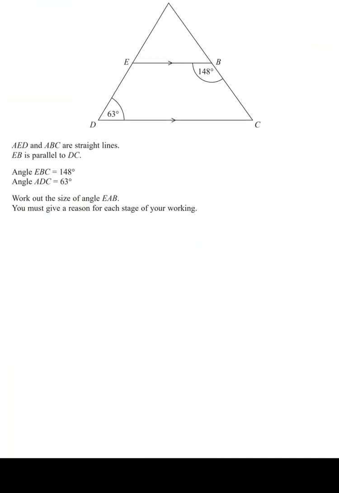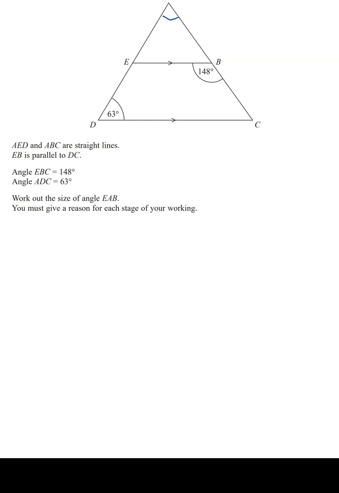Right, okay, number 25. We're getting on to the real challenging questions now. So we've got ADC. AED is a straight line. ABC is a straight line. EB is parallel to DC. Right, okay, we've got all that. Work out the size of angle EAB. So we're after that angle there.